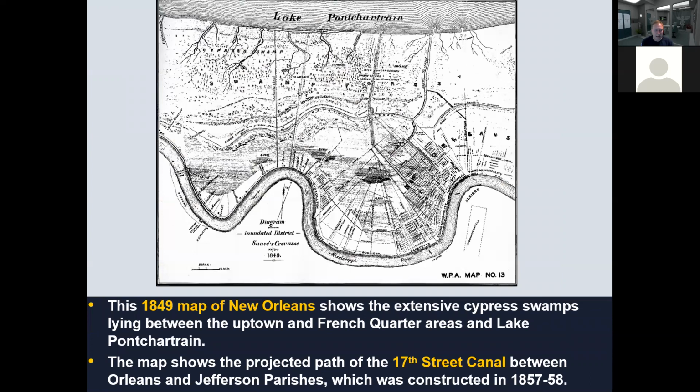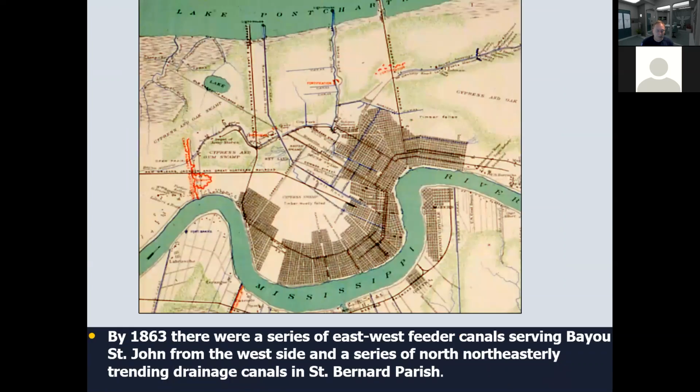Again, by 1849, some of the first canals had been dug. But again, that was just following natural bayous that existed. And again, the intent was to help drain some of the area, but that wasn't heavily done until the late 1800s, the late 19th century. And so in 1863, a series of east and west feeder canals are built. Again, the idea is to help drain some of these areas.